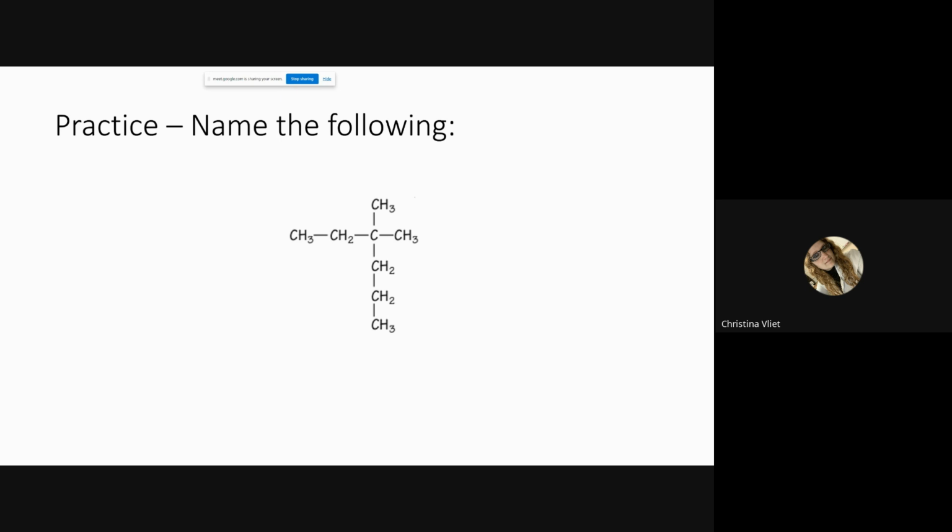What is step 1? Parent name. The longest continuous carbon chain. How long is the longest continuous carbon chain here? Five? It's not 5. It's not 4. That's why I said get your colors. You should diagram this. What does the word continuous mean? In a row.